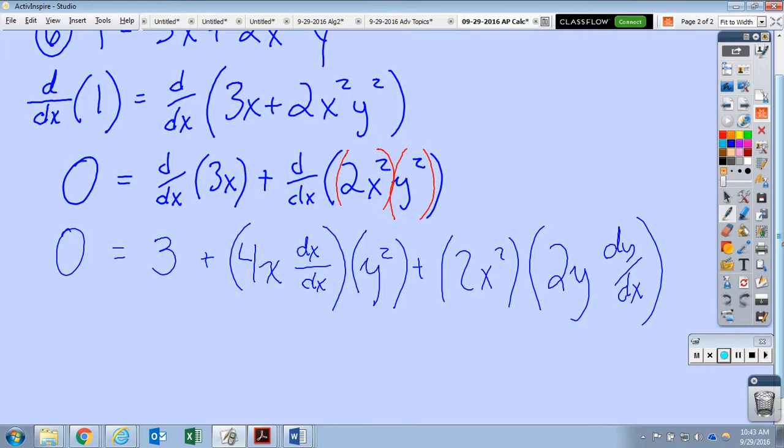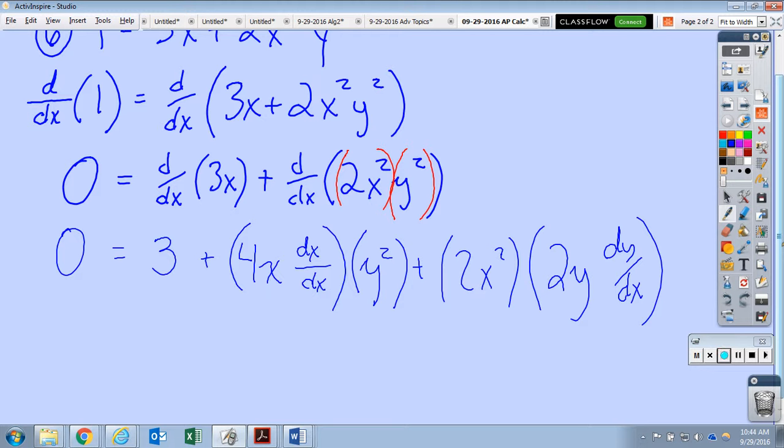Yes? So you just distributed the d over dx to both. I see where the 4x came from, but where did the dx over dx and dy over dx come from? Yeah. So let me answer one question at a time. You are allowed to distribute this to each term, which is separated by addition, yes. So you're allowed to do that.